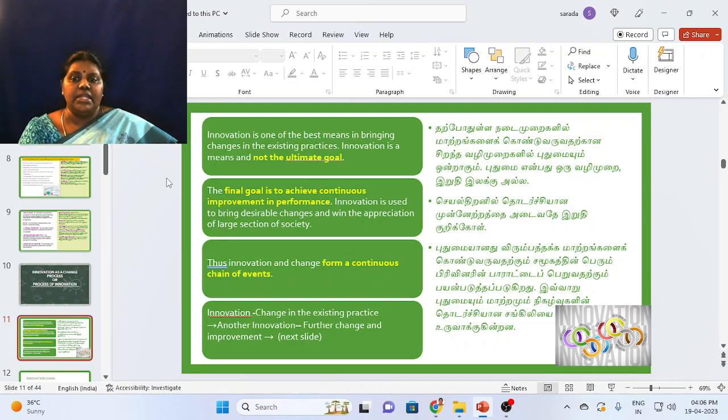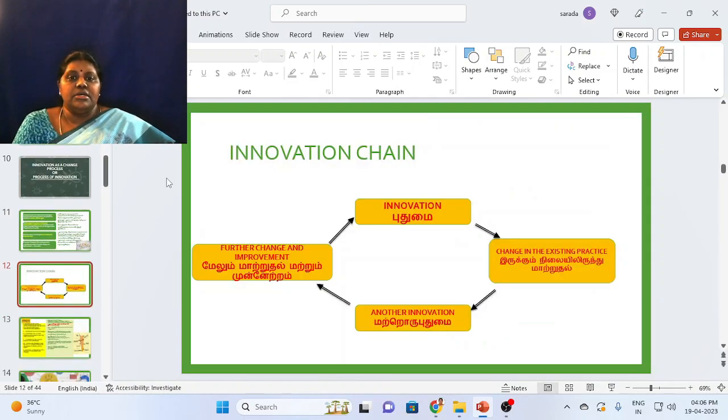That is explained in the next slide. This is the innovation chain. The first is innovation and change happening in the existing practice, and we will be moving on to the next, another innovation and further changes and improvement. It is a cyclic process and there is no end to this innovation chain.